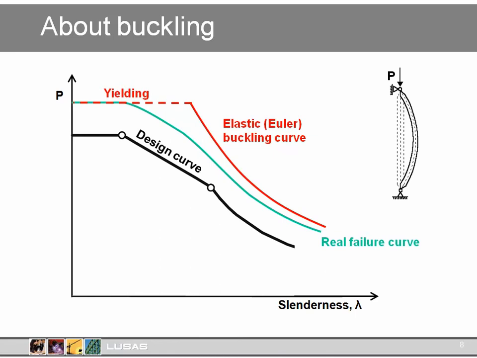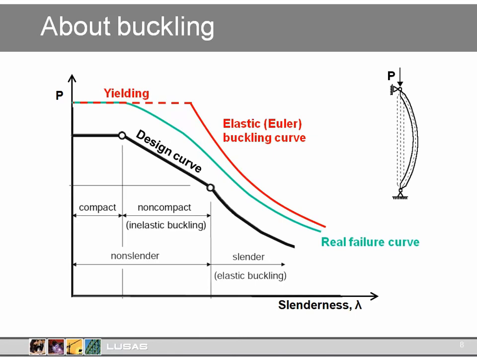The design curve in AASHTO is helpfully labelled with compact, non-compact and slender divisions to remind us about the elastic buckling, yielding and the range in which the two interact. Finite element analysis can help us to identify the real failure curve.